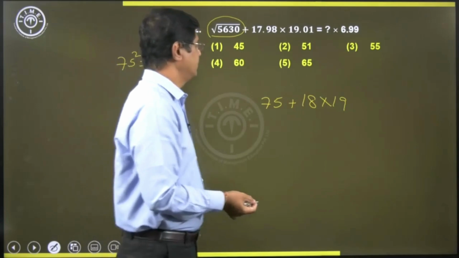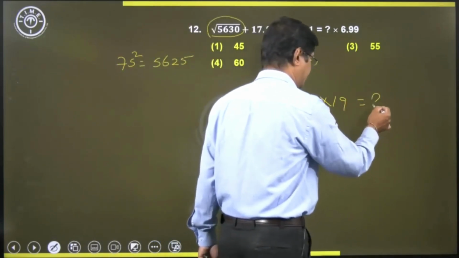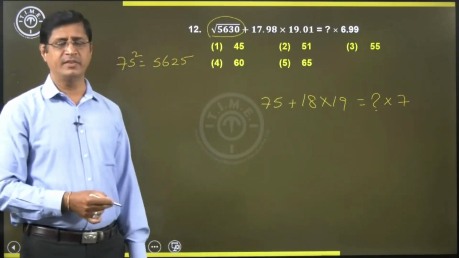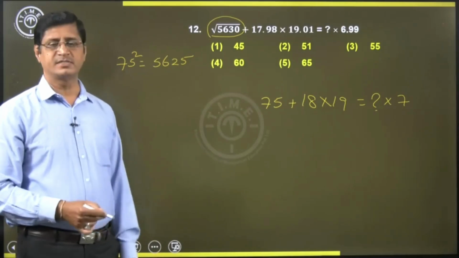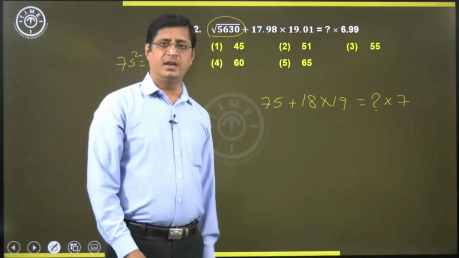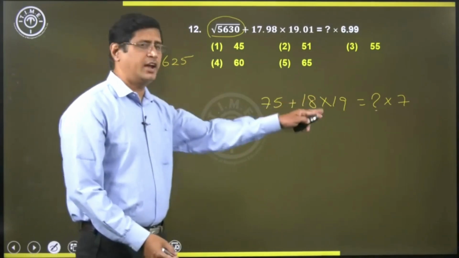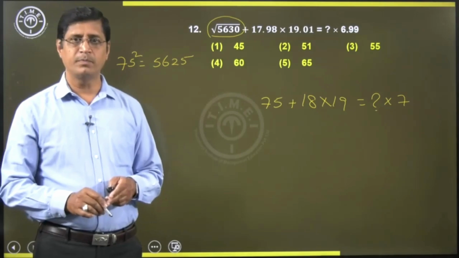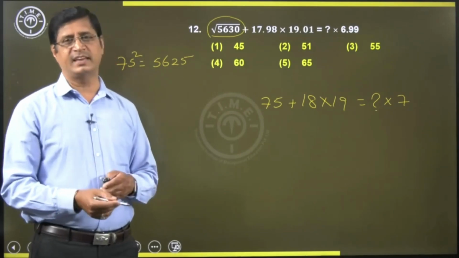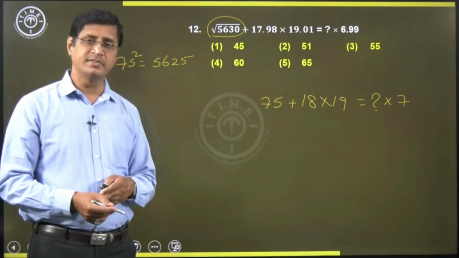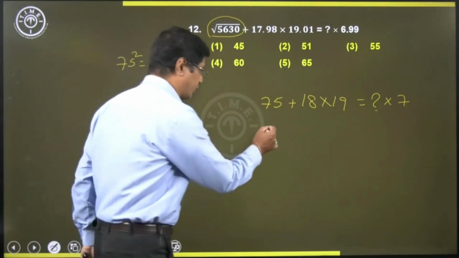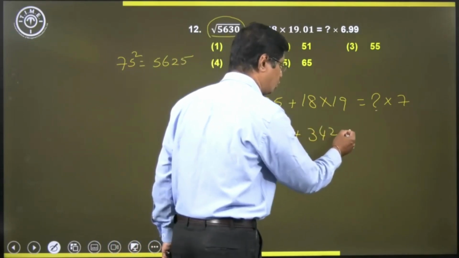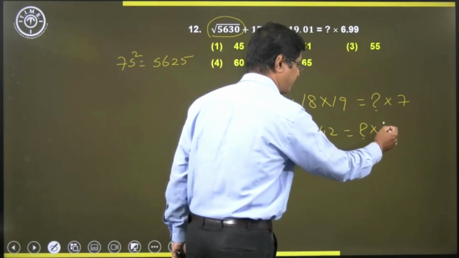Into 19 equal to question mark into 6.99, approximately 7. Yes, my dear students, simplify this. 19 into 18 means, just observe, 18 into 18, 18 square, 324. 324 plus 18, 342. So 75 plus 342 equal to question mark into 7.